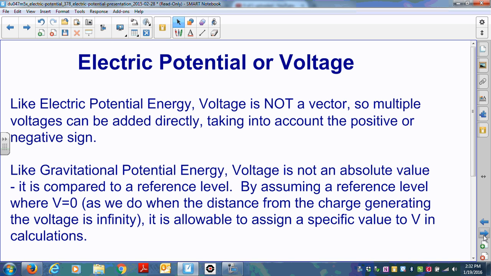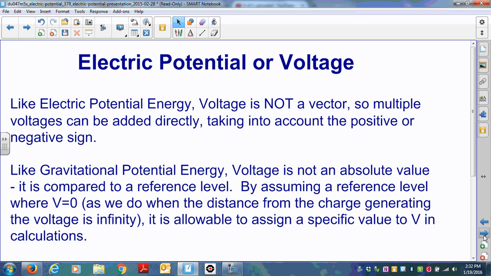Like electric potential energy, voltage is not a vector, so multiple voltages can be added directly. Well, we do have to take into consideration the fact that they may be positive or negative. Like gravitational potential energy, voltage is not an absolute value. It is compared to a reference level. So remember, you can have negative potential energy. It's just below your reference point.